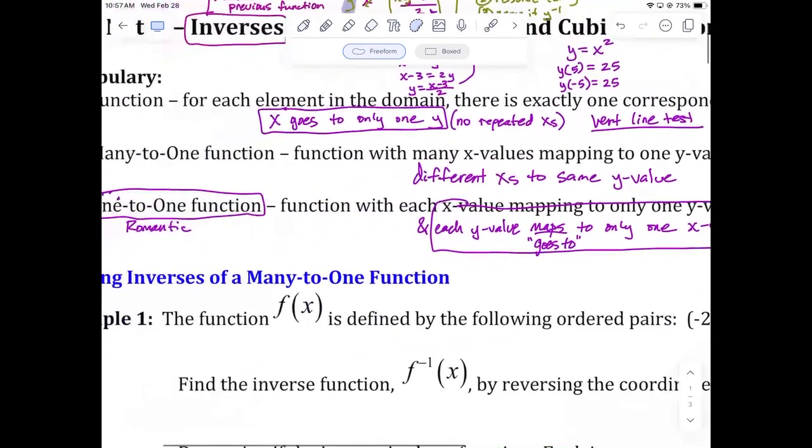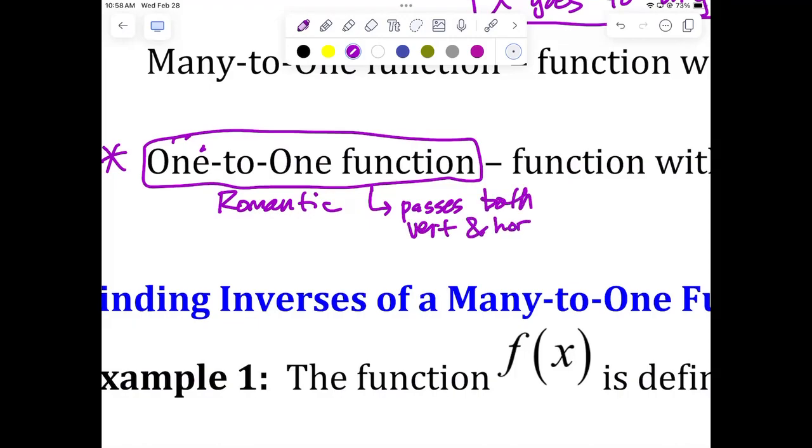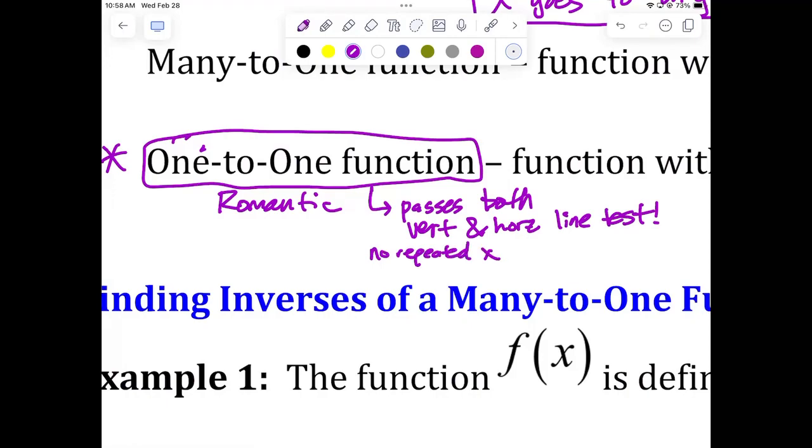Now, how can you tell that a one-to-one function is one-to-one if you have the graph? Easily, right here. A one-to-one function passes both vertical and horizontal line tests. There's no repeated x's, nor y's. Does the graph of x squared pass a horizontal line test? If you think of a smile, no, it fails the horizontal line test. It touches the graph twice everywhere, except at the origin, at the vertex. So you can't have repeated x's or y's.